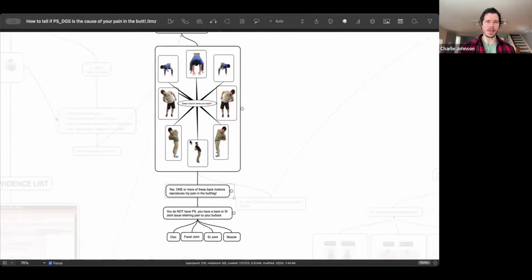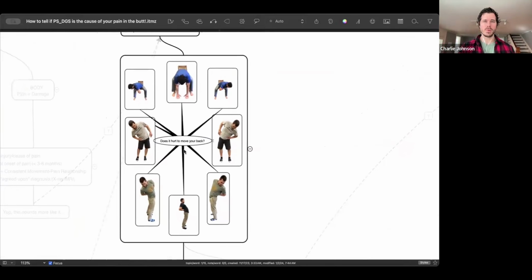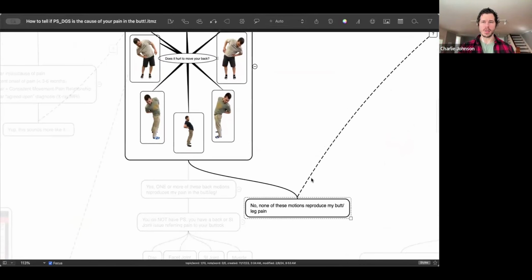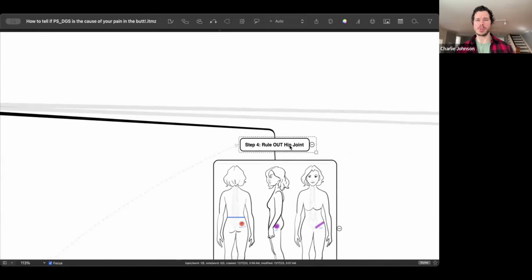All right. Now, let's just say you're like, hey, they're good. Not a back problem. Aha. Okay. Well, what else could it be? If none of these motions reproduce your butt or leg pain, then we go to the next step to rule out the hip joint. Again, many people believe they have Piriformis syndrome. You might be one of them watching this, but they actually have a problem in or about the hip.